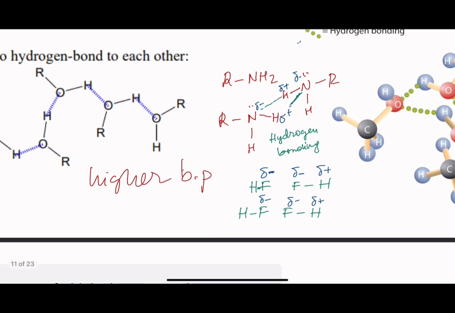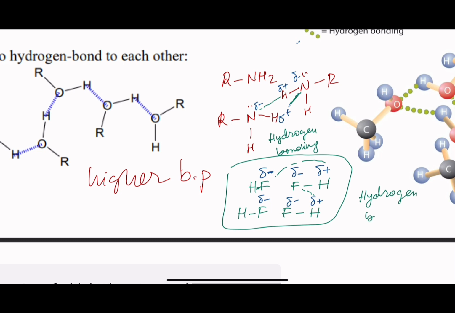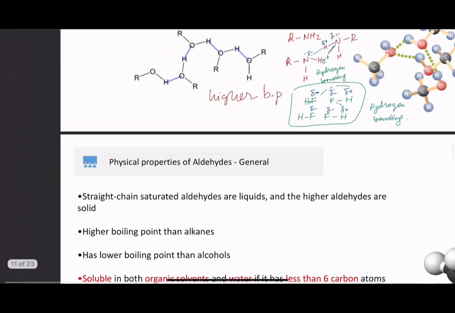They start attracting: positive attracts the negative. So this is what is happening, this and this attract each other, and they make another hydrogen bond. And hydrogen bonding is the strongest intermolecular force. It is stronger than van der Waals.